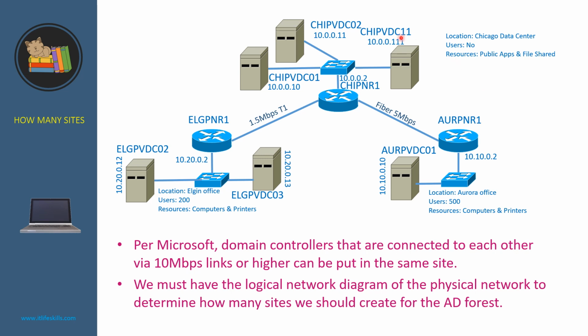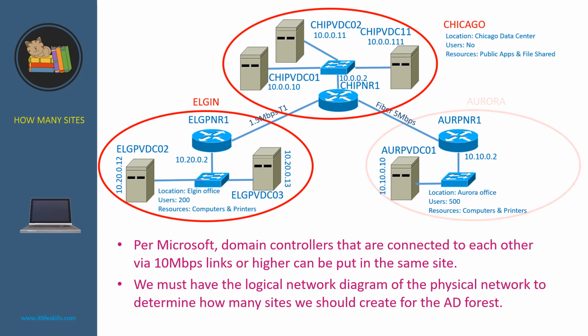Here is the logical network diagram of our AD forest. As you can see, we have three locations: Chicago, Elgin, and Aurora, where Elgin is connected to Chicago via the T1 connection, which has 1.5 megabit per second, and Chicago is connected to Aurora via the fiber connection, which has 5 megabit per second. Therefore, we must create three sites in our AD forest: Chicago, Elgin, and Aurora.